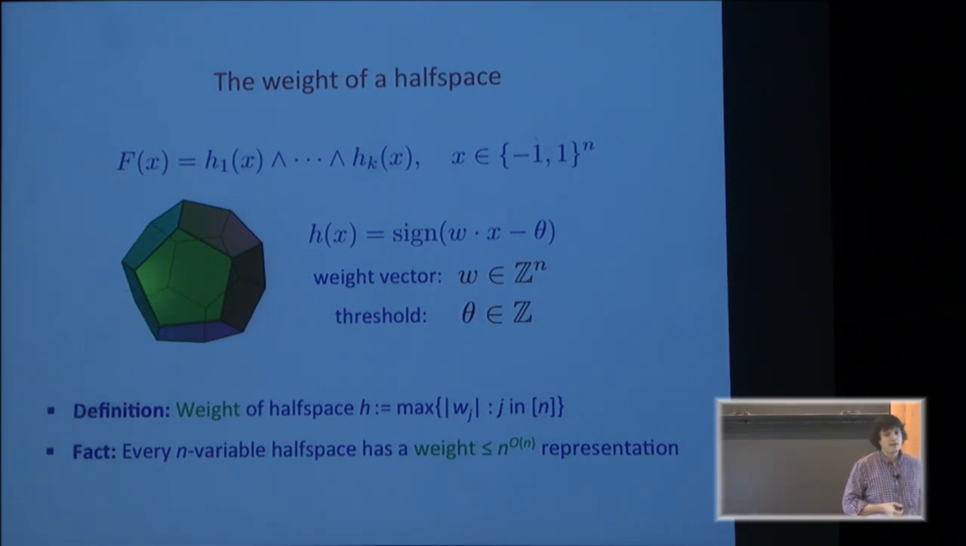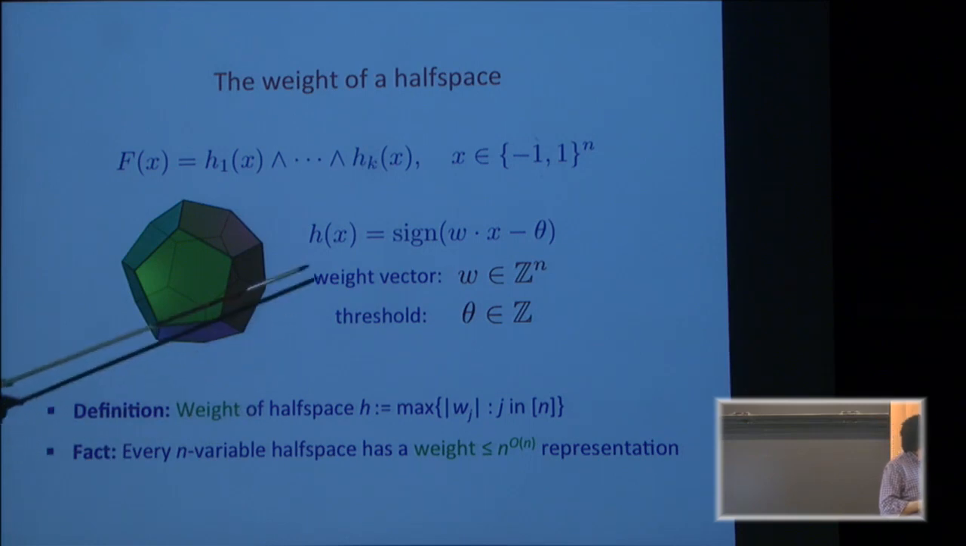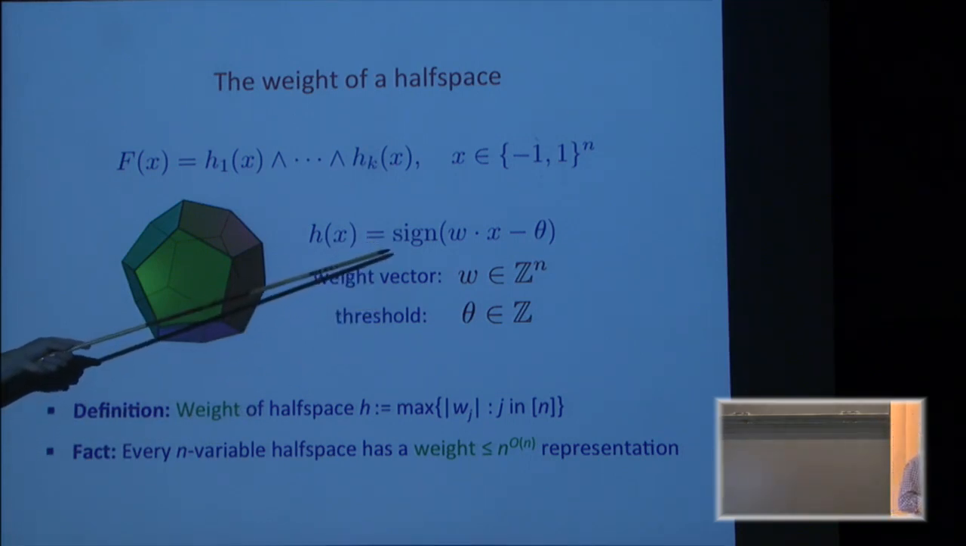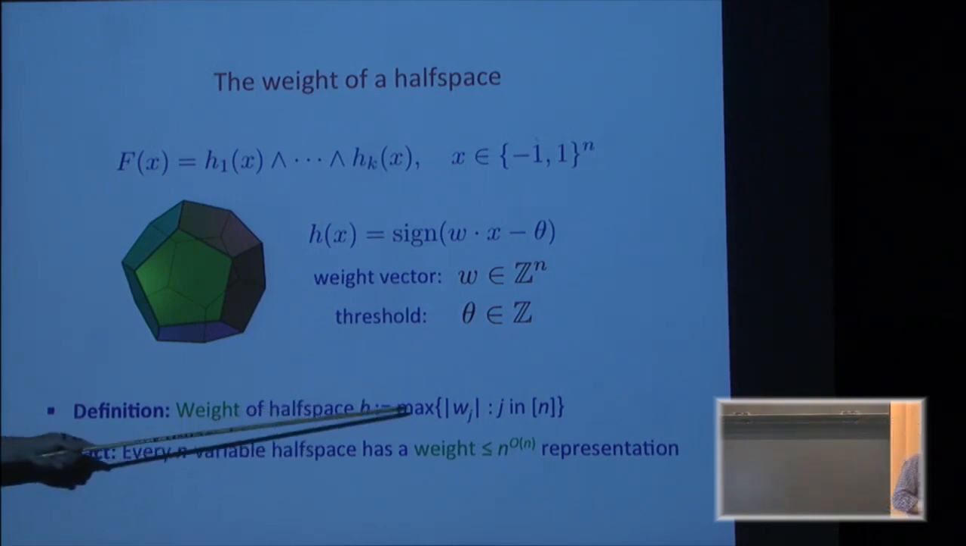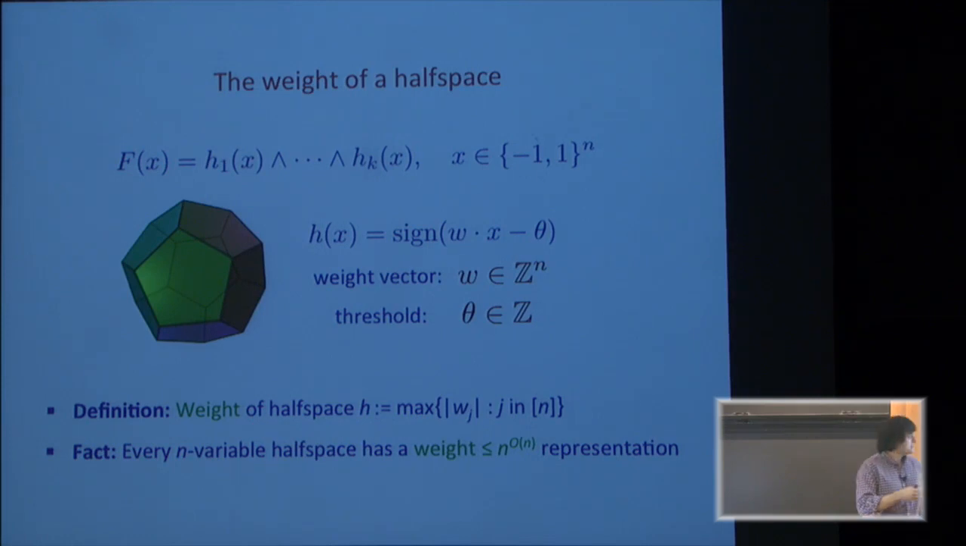And the way that we'll quantify that in this talk is by just thinking about its weight. So for us, each of the linear threshold functions will be defined by an integer weight vector, like I said before. And the weight of a half-space is just going to be the largest magnitude of any one of those coefficients. So we look at the largest individual coefficient. It's an integer. And that's going to be what we call the weight of our half-space.